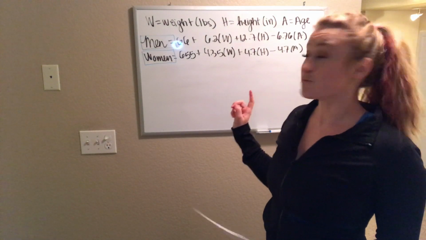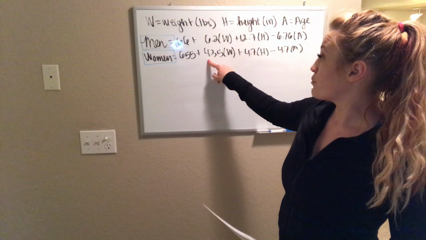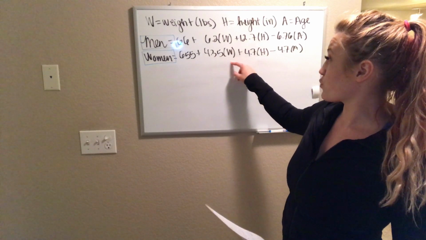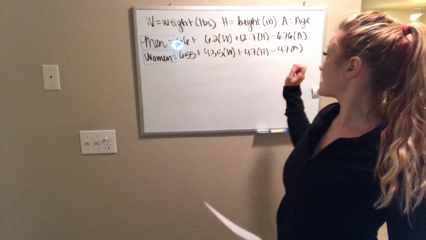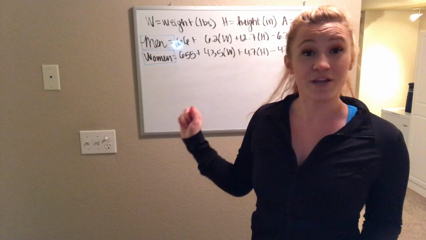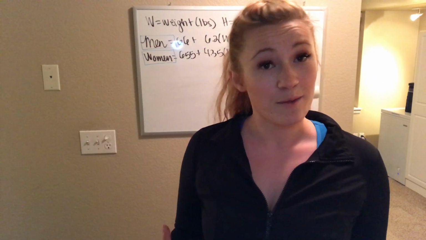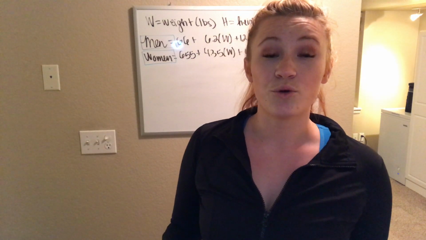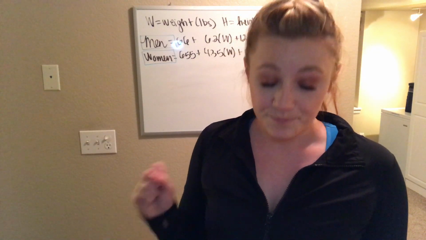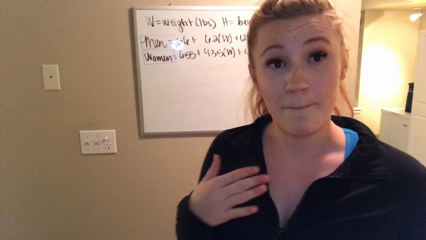For women, it's 655 plus 4.35 times your weight plus 4.7 times your height minus 4.7 times your age. And the reason this is different for men and women is because men and women have different body compositions, and that plays into a change in your caloric needs. So we're going to do an example with my numbers.